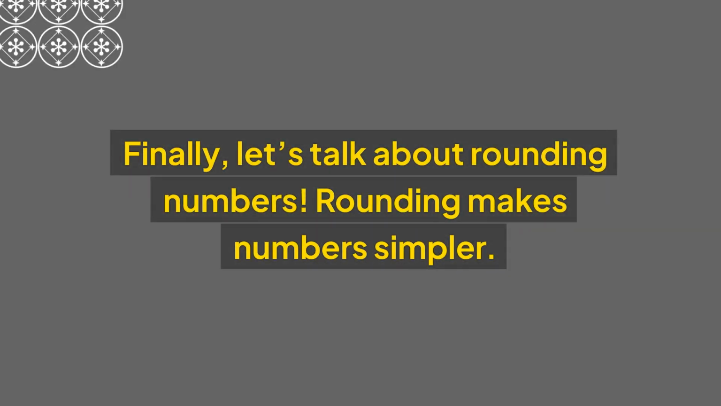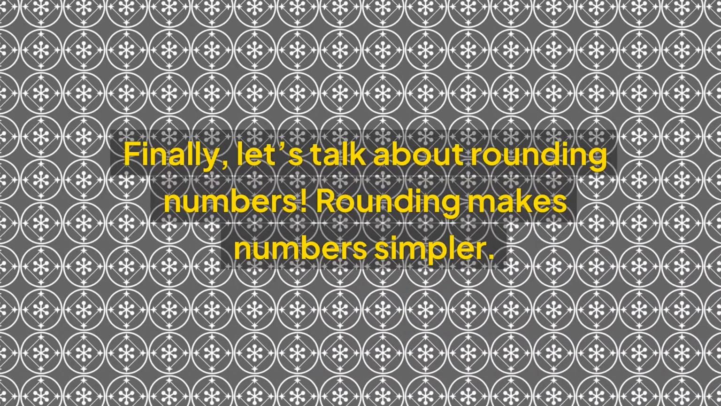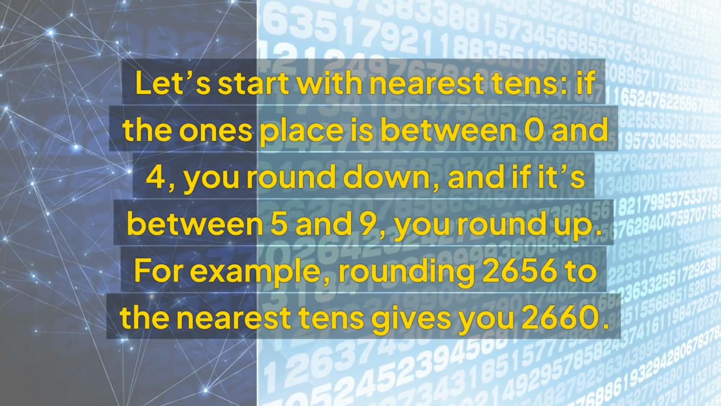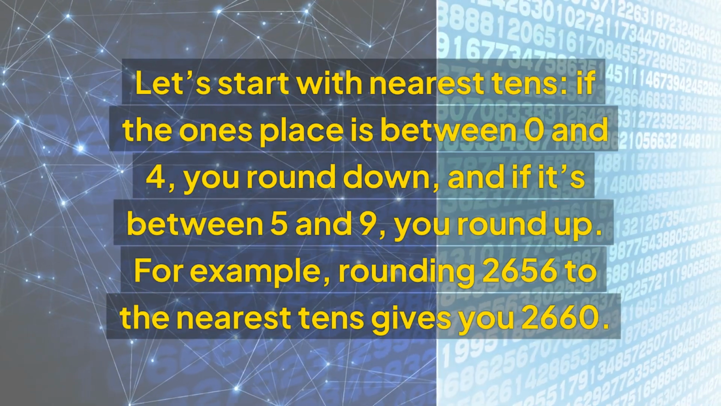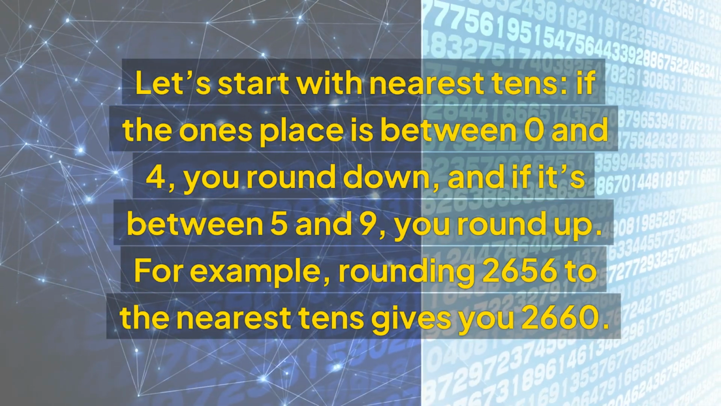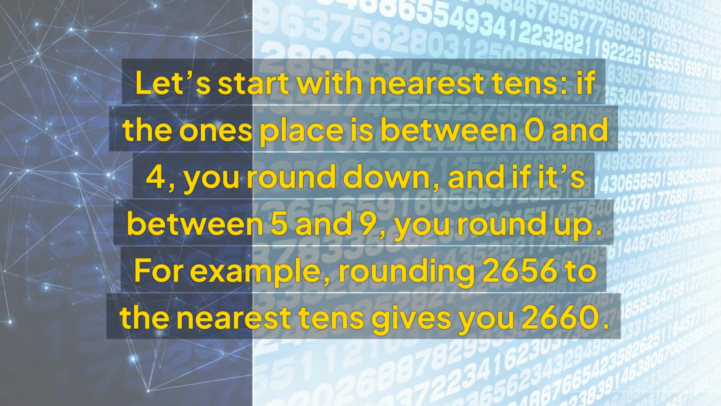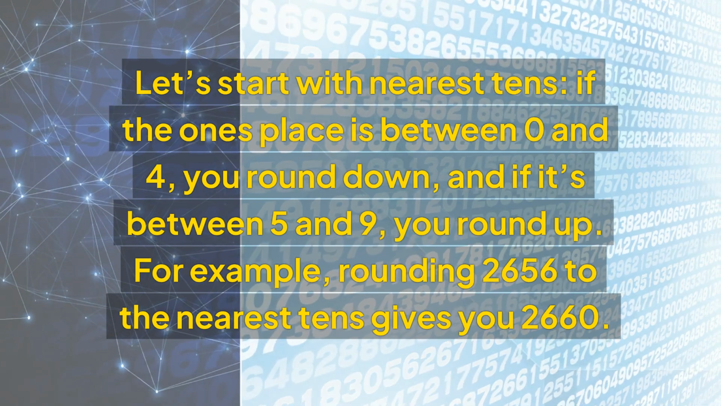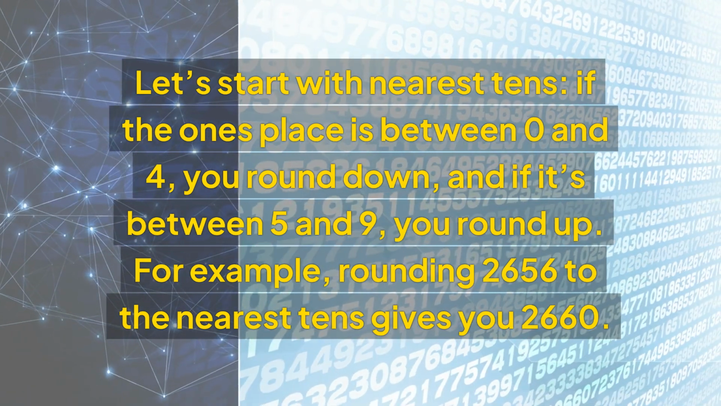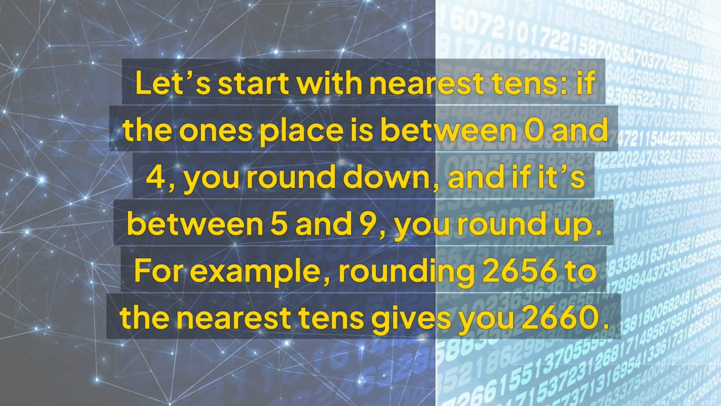Finally, let's talk about rounding numbers. Rounding makes numbers simpler. Let's start with nearest tens. If the ones place is between 0 and 4, you round down, and if it's between 5 and 9, you round up. For example, rounding 2656 to the nearest tens gives you 2660.